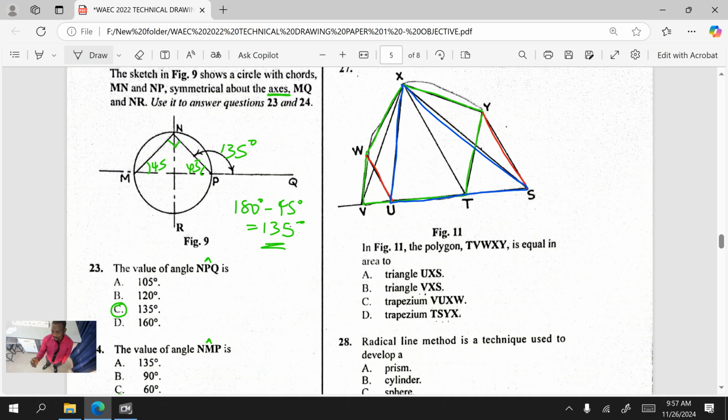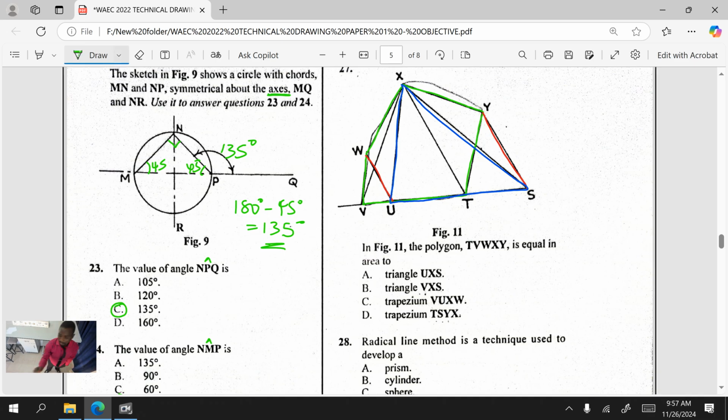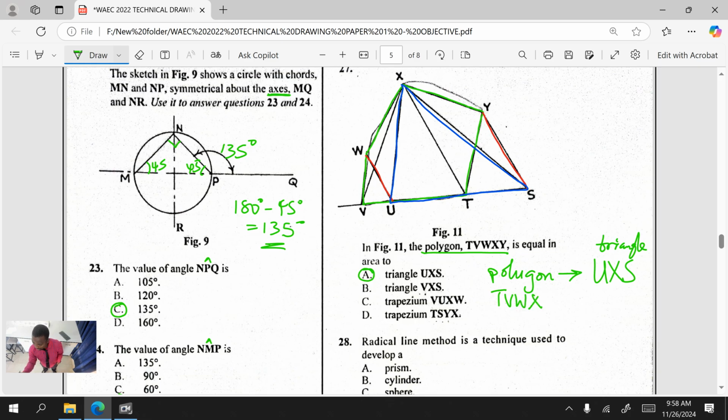So this is a conversion of a polygon to a triangle. So the answer is what? The answer is A, please. The answer is A. So the polygon TUWX, they converted it to a triangle, UXS triangle. So take note of that. It is conversion. So the two are going to have equal areas.